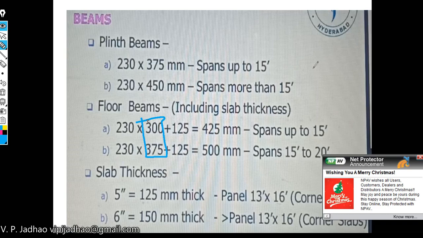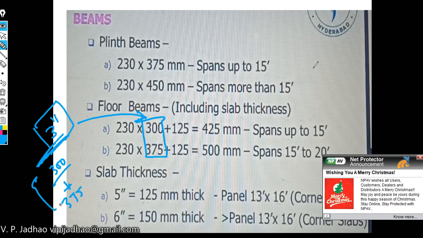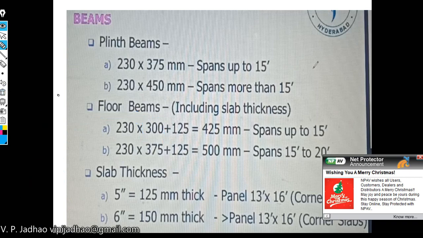Therefore, whenever we design a beam, the beam dimension should increase in terms of 3 inches. If this 300 mm fails, then you should increase the depth of your beam to 375 mm, that is increase by 3 inches or 75 mm. Why? Because the shuttering dimensions are available in these sizes only.